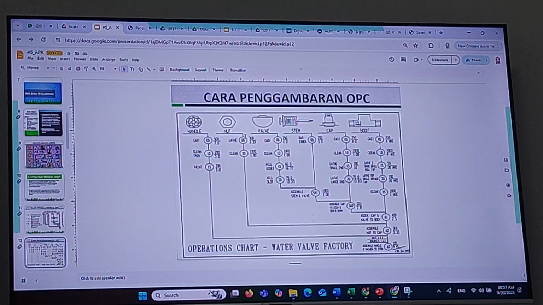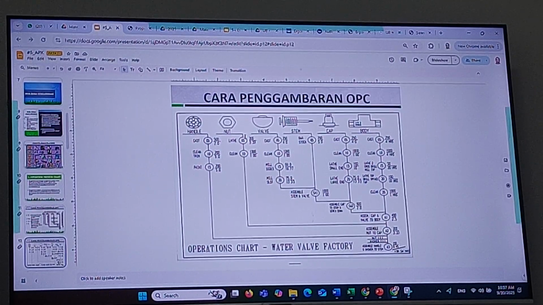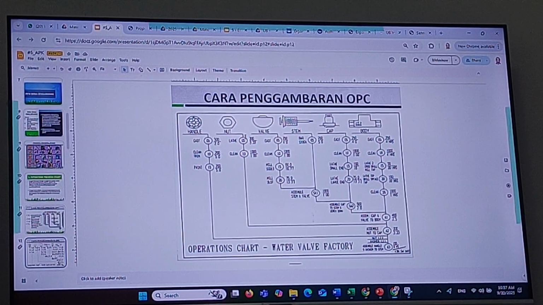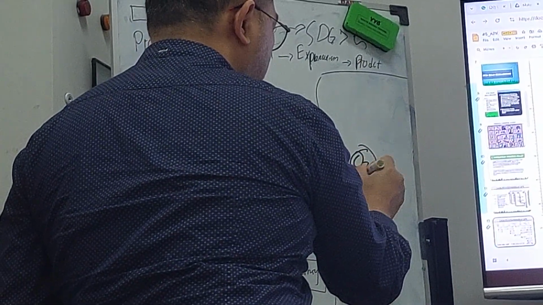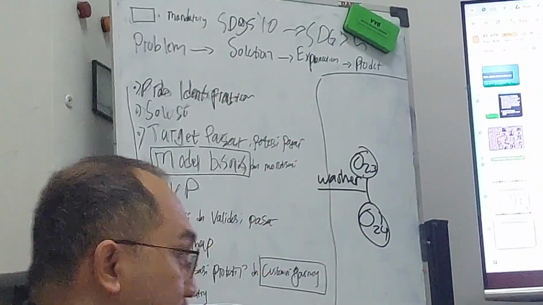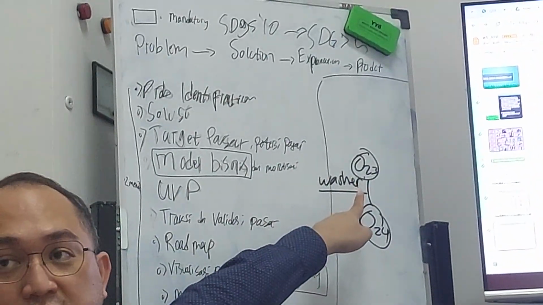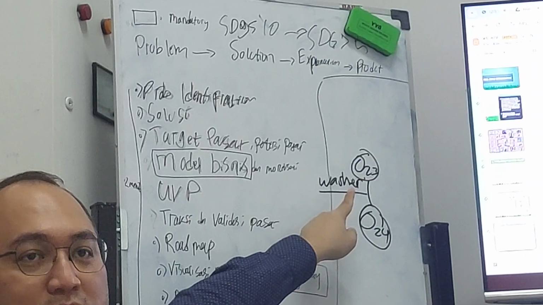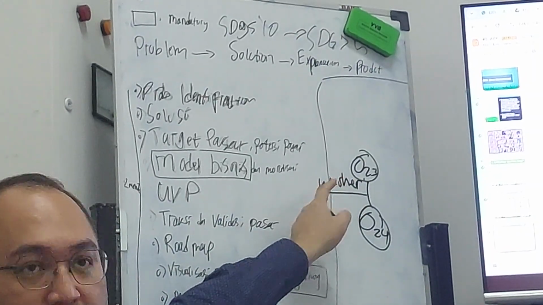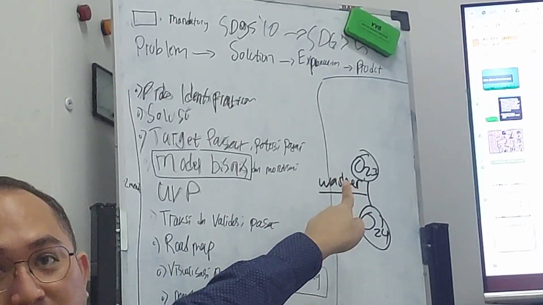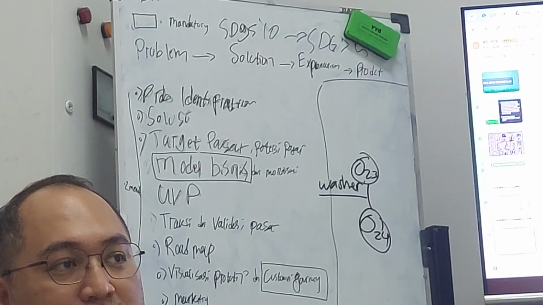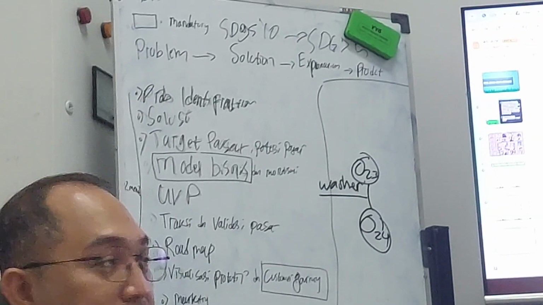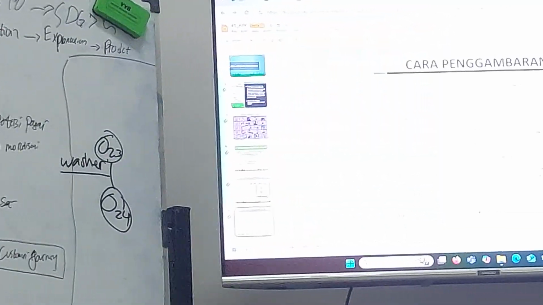This is O23, for example, and then this is O24. So if we need one washer, just write down here, washer. It means we don't need to give any operation for this part. Just buy and then assemble. Understand? And then don't forget to put the time standard here.